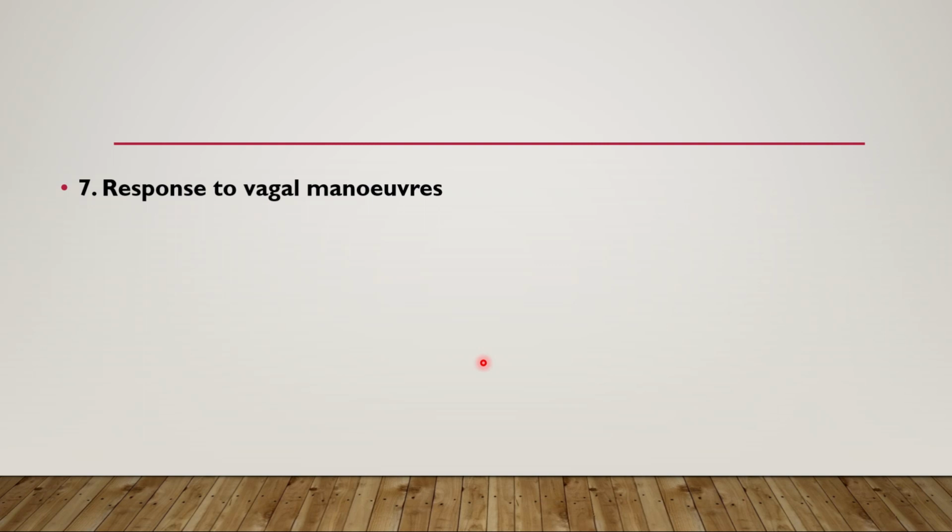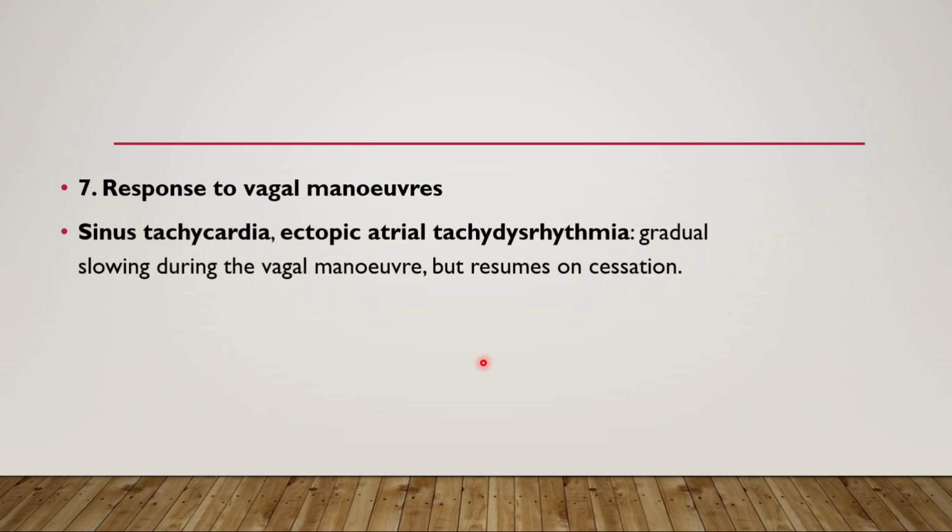Now the last is the response of the tachycardia to vagal maneuver. So the tachycardia which slows down with vagal maneuvers, but restarts on stopping the vagal maneuver, most likely represents sinus tachycardia or ectopic atrial tachyarrhythmia. While the arrhythmias which spontaneously terminate with vagal maneuvers usually reflect supraventricular tachycardia.